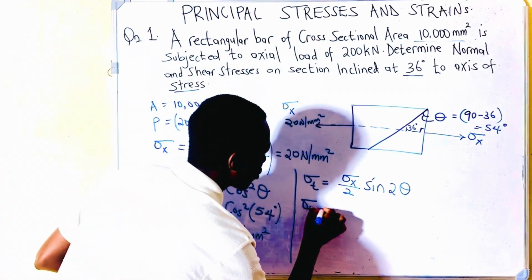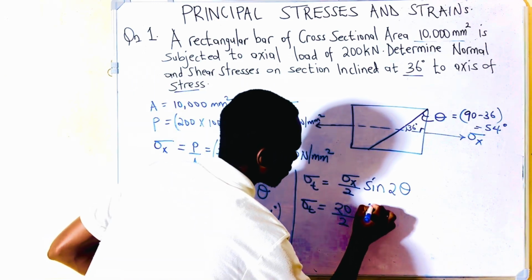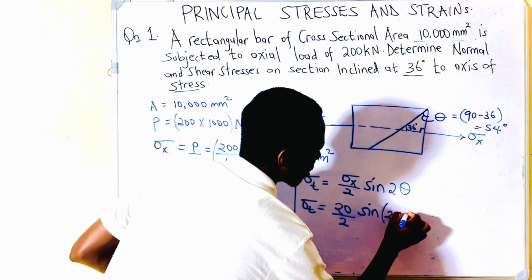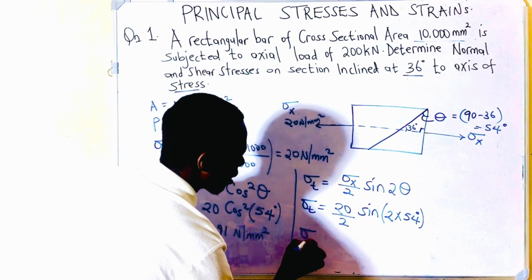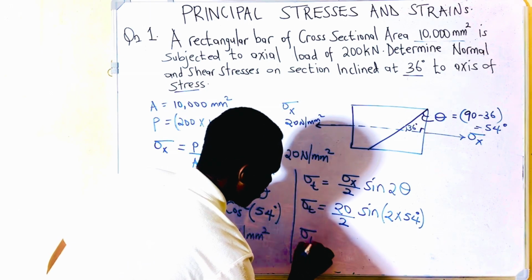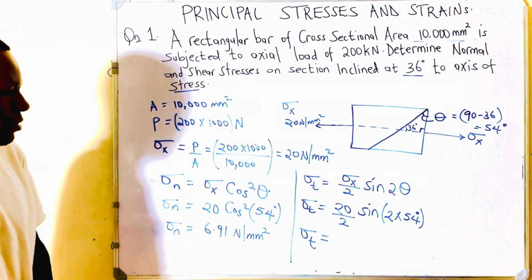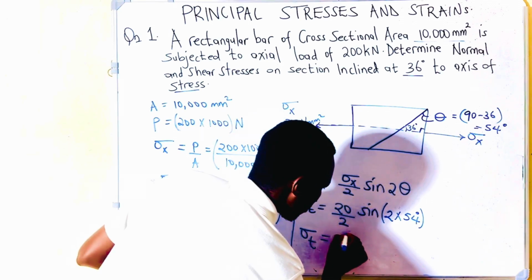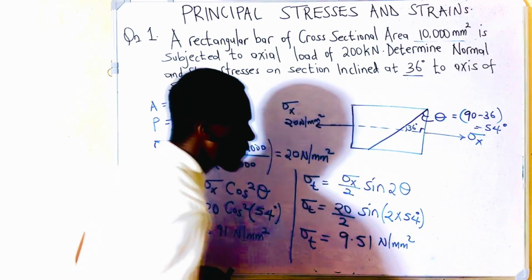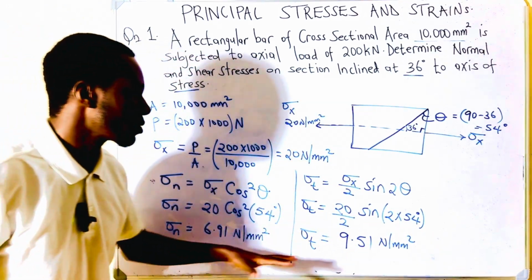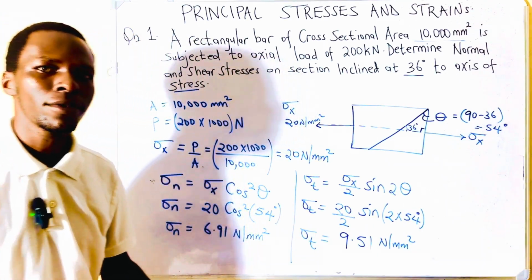Now sigma t is going to be equal to 20 divided by 2, times sine of 2 times 54. You just have to press this using your calculator and you'll get the value easily, the tangential stress sigma t. So what do you get in this case? You're supposed to get around 9.51 Newton per millimeter square. So this is our first question, where we were supposed to find this and this. Nothing else. So I will take you to the second problem.